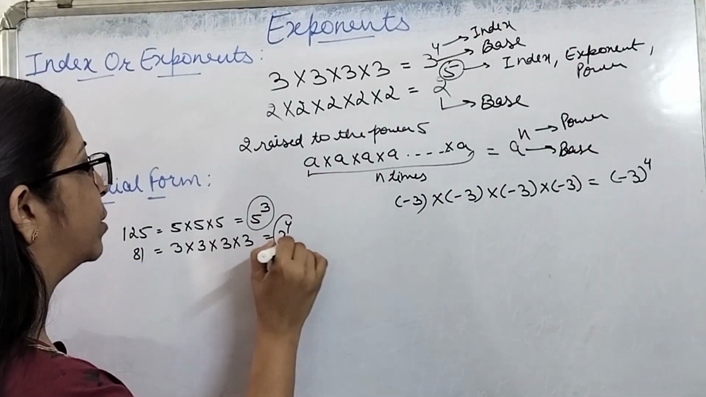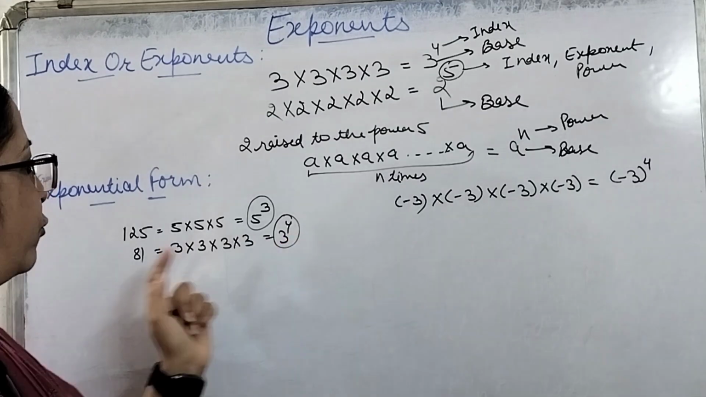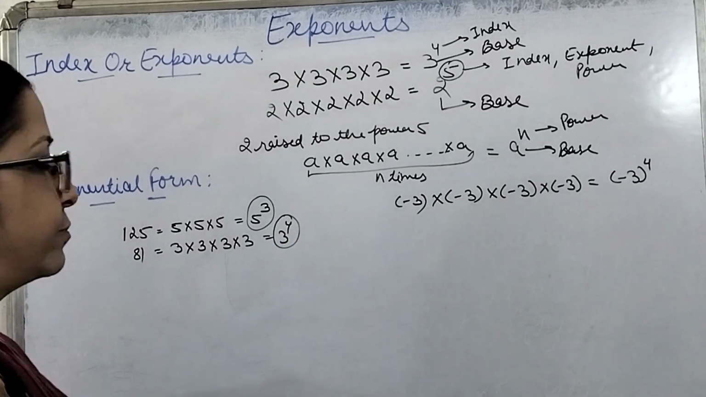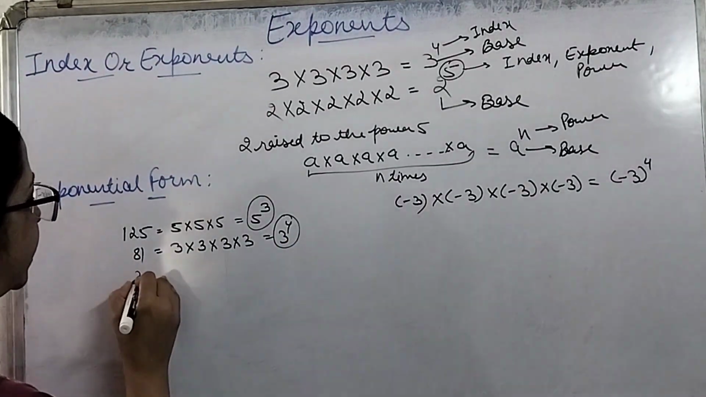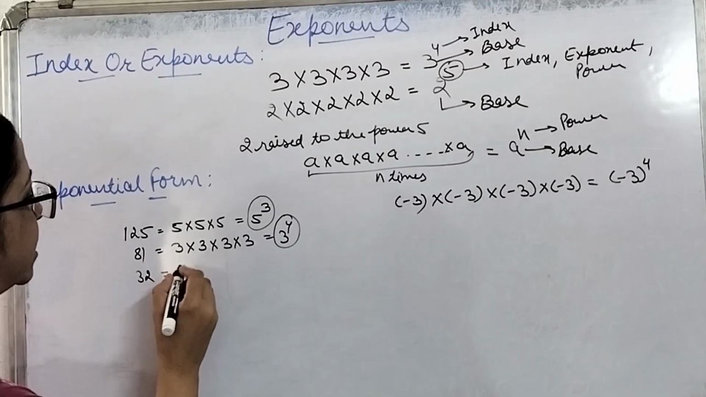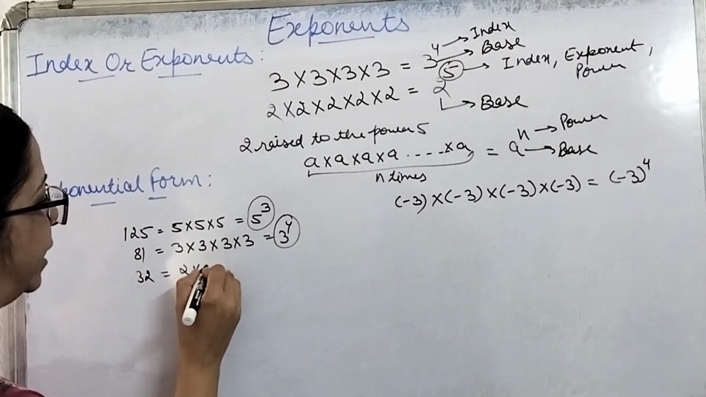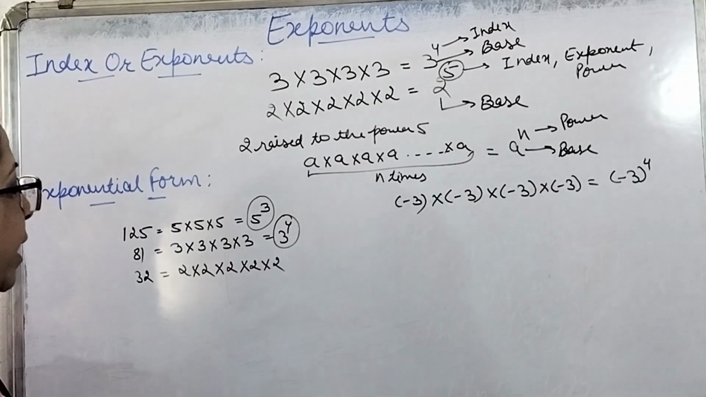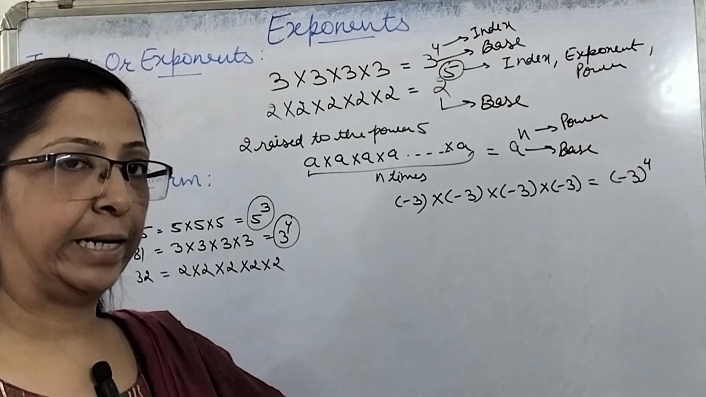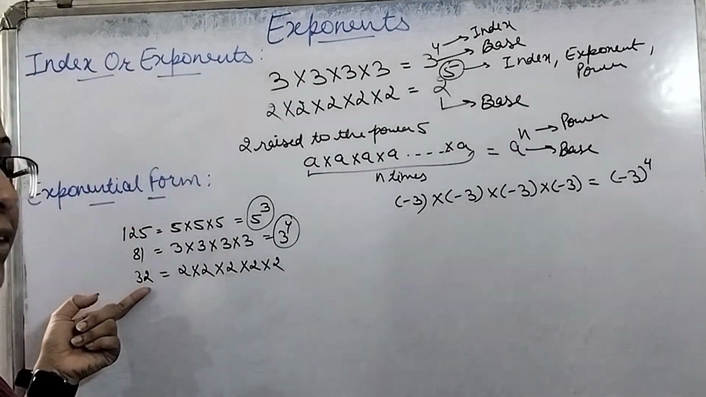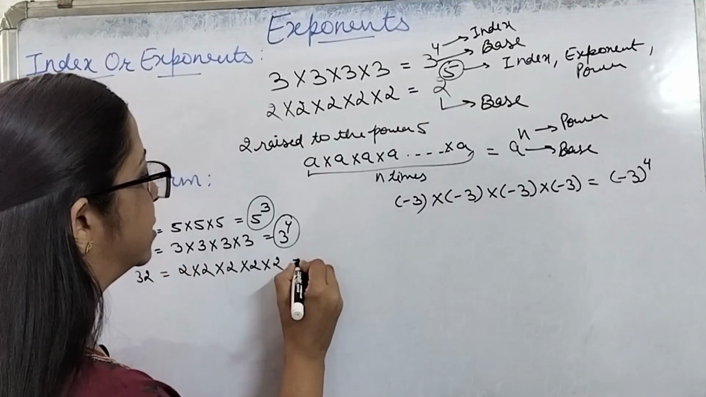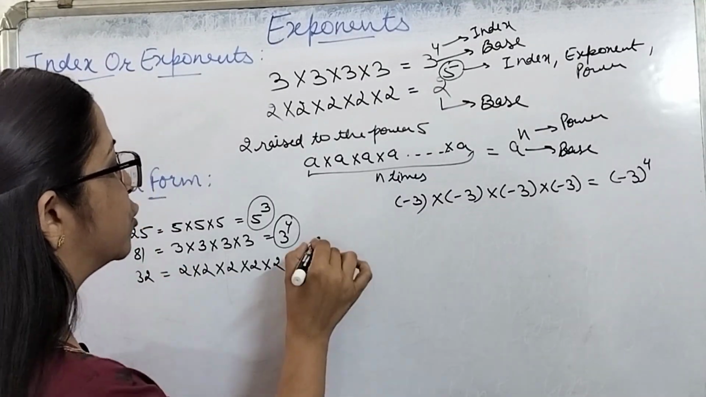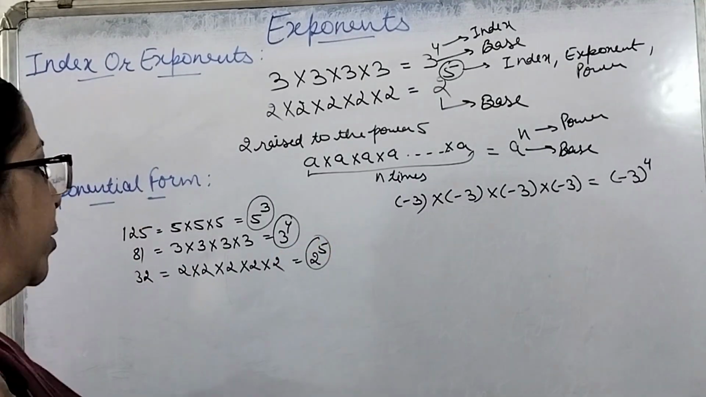So this 3 raised to the power 4 is the exponential form of your 81. Similarly, if your number is say 32, so 32 could be written as 2 multiplied by 2 multiplied by 2 multiplied by 2 multiplied by 2. If we are going to multiply 2 5 times, so the product will be your 32. So this can be written as 2 raised to the power 5. So this is the exponential form of your 32.